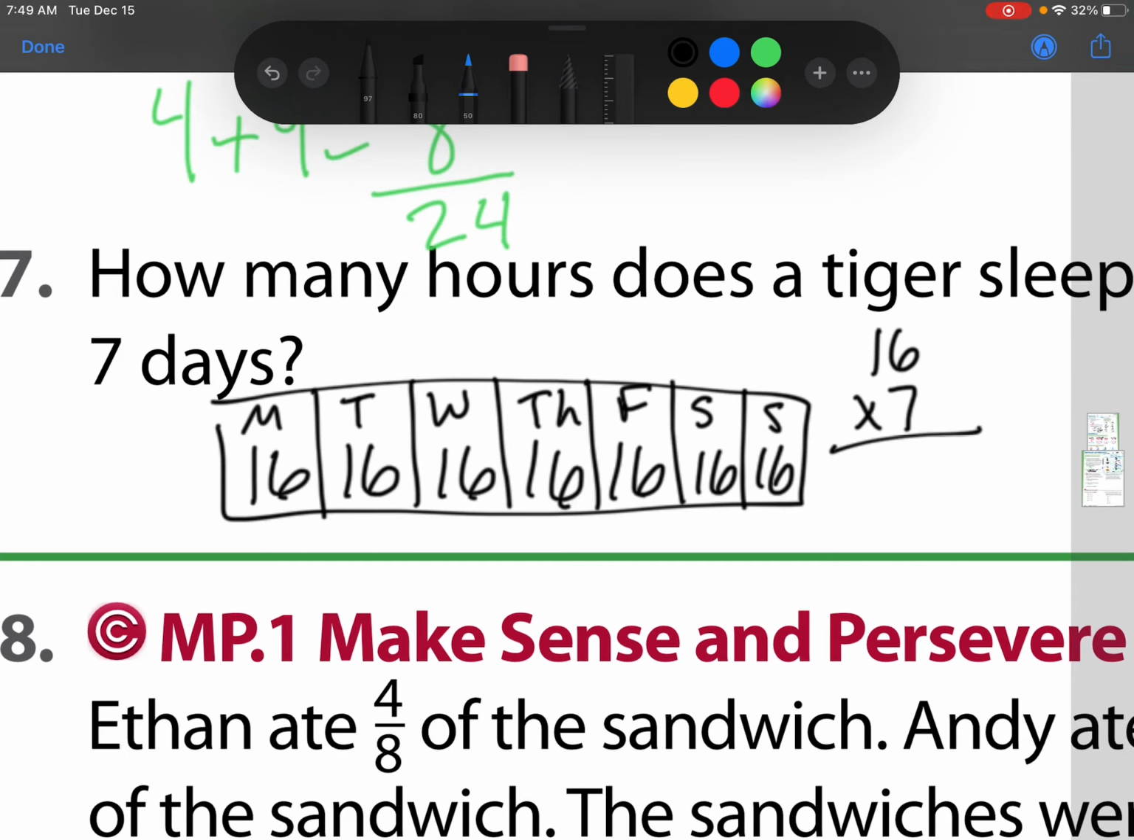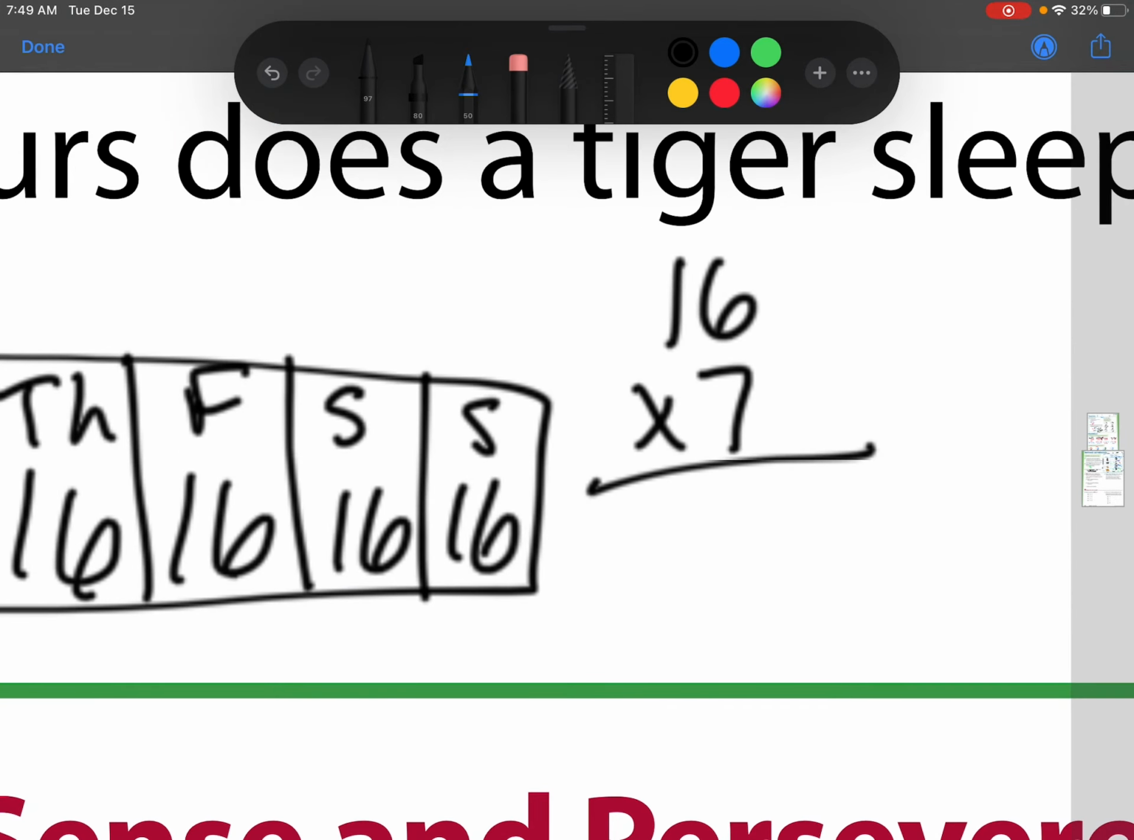So we have 16 times 7. 7 times 6 is 42. So I put the 2 down, regroup the 4. 7 times 1 is 7, plus 4 is 11.